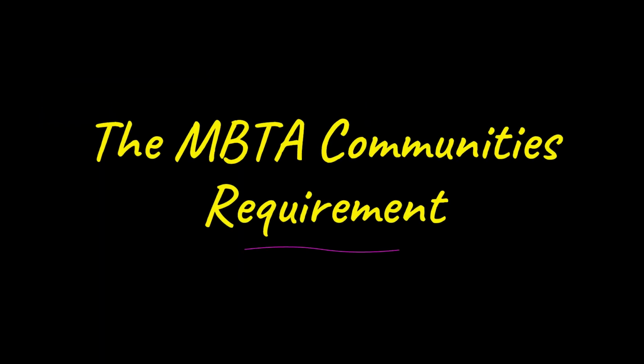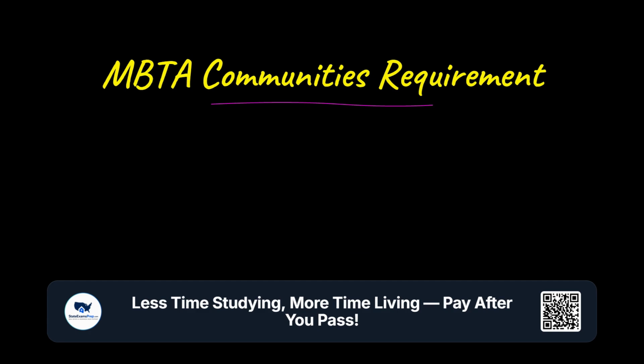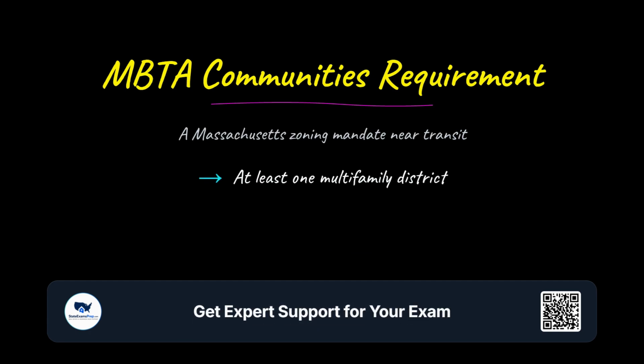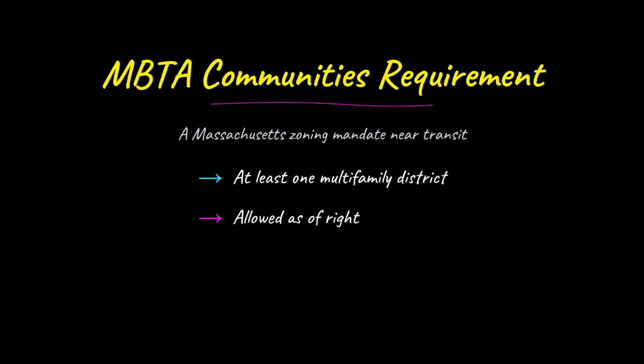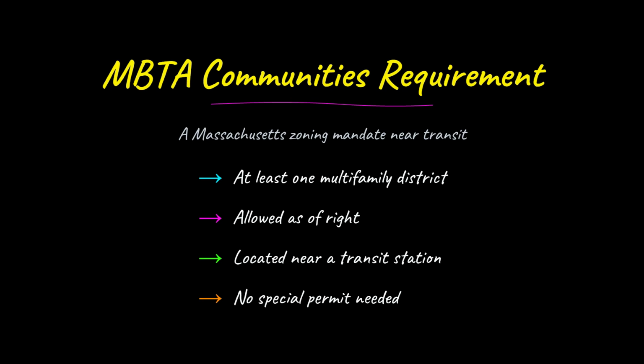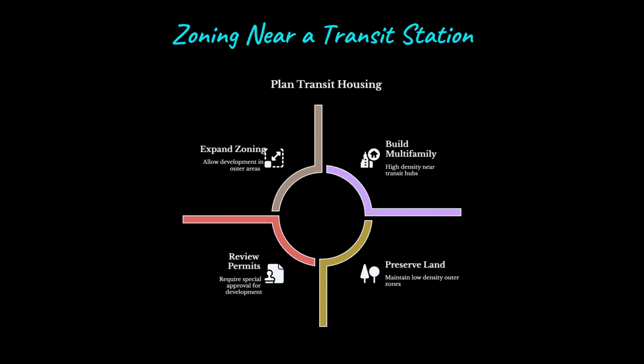Massachusetts faces a chronic housing shortage, and one recent law stands out for tackling it directly: the MBTA communities requirement. This law requires transit-served municipalities to create at least one zoning district where multifamily housing is allowed as of right near a transit station. As of right means no special permit or discretionary approval is needed, so developers can build without extra hurdles, encouraging denser housing where transit access is strong. Picture a transit station surrounded by a zoning district where multifamily housing is automatically permitted, letting developers build dense housing close to public transportation.